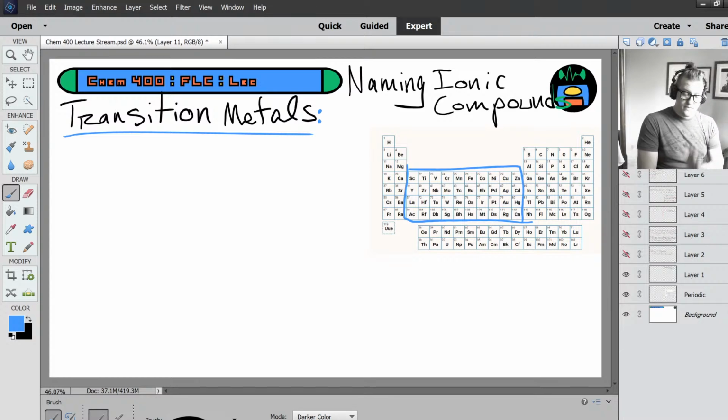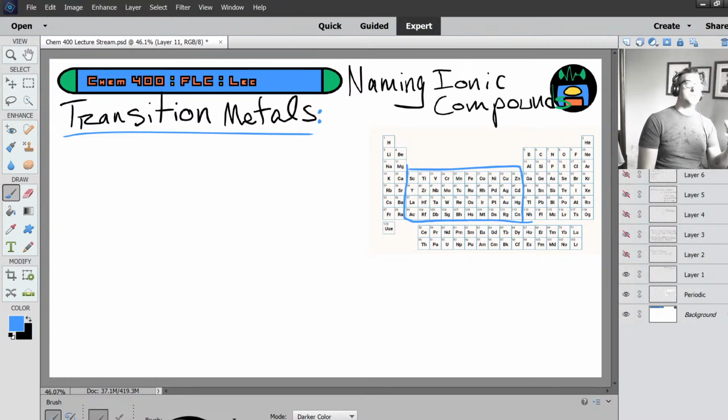They don't follow that trend, that behavior pattern at all. You have in the transition block some of the most diverse and interesting reactivity found in chemistry, period. I think the transition block is amazing. It's awesome.